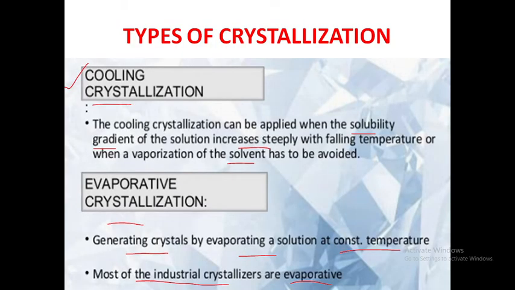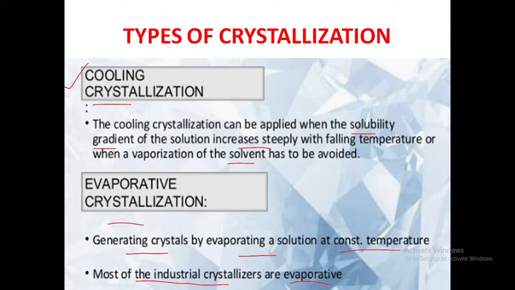Types of crystallization. Crystallization is classified into 2 types: one is cooling crystallization, another one is evaporative crystallization. One by one we will discuss. First, cooling crystallization. Cooling crystallization can be applied when the solubility gradient of the solution increases steeply with falling temperature, or when vaporization of the solvent has to be avoided.